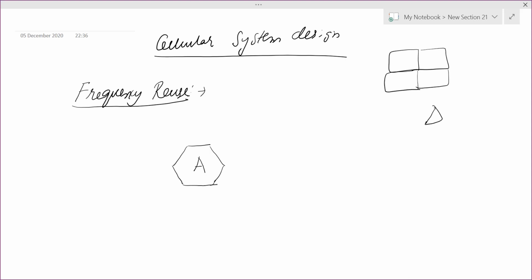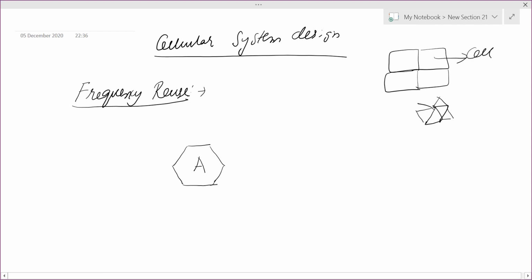Another option, I have triangles. I can have these triangles, equilateral triangles of course, or squares. But what I want is, and this is called a cell. This one area served by a base station is called a cell. That is the reason for the name cellular system.